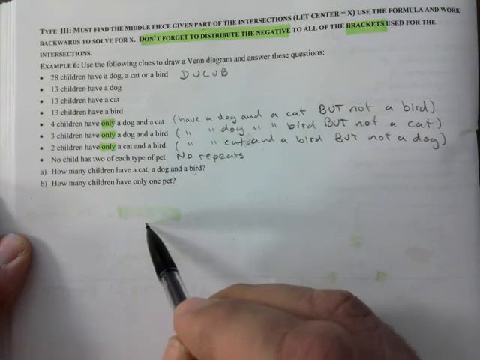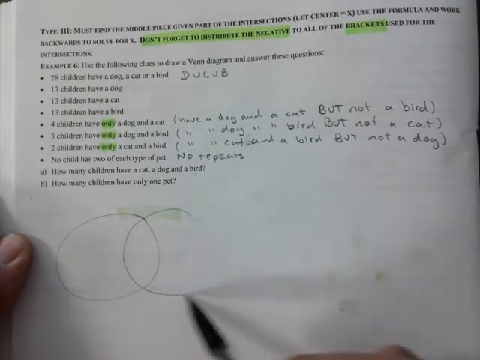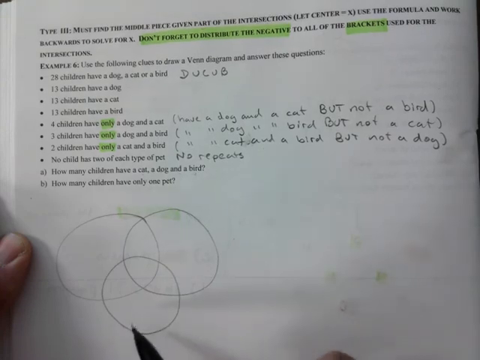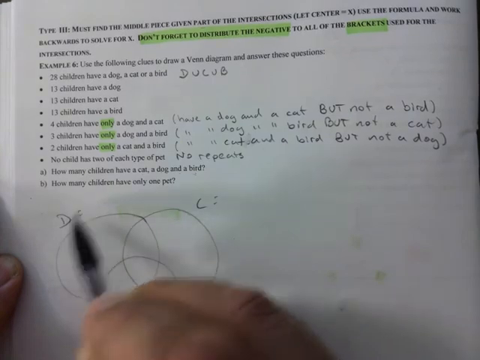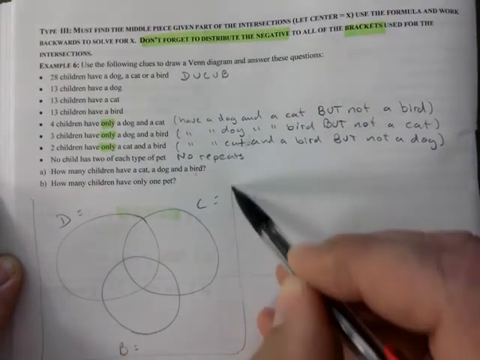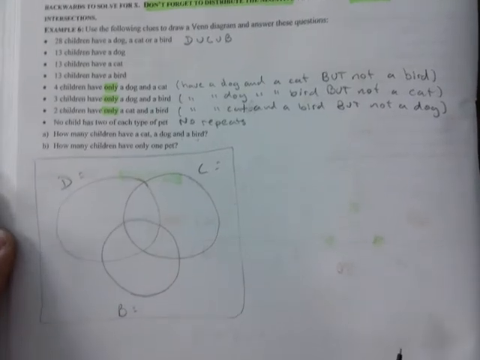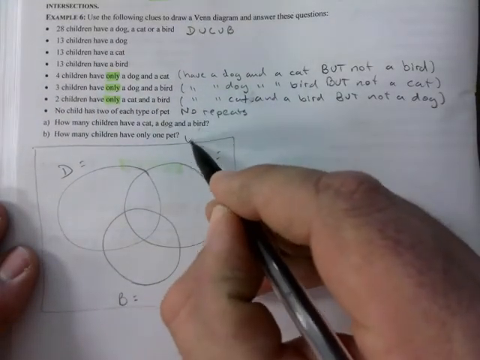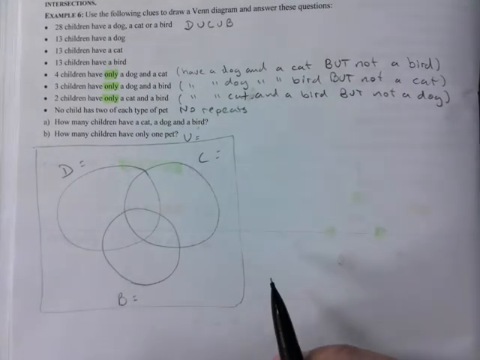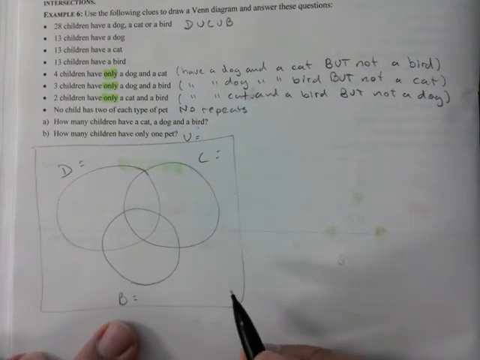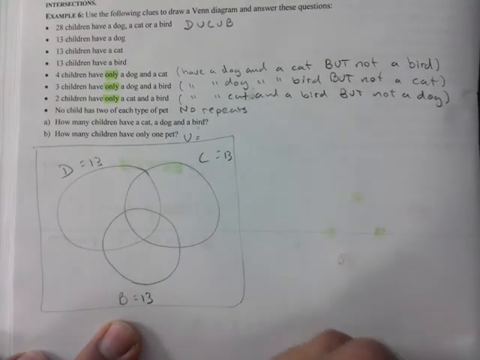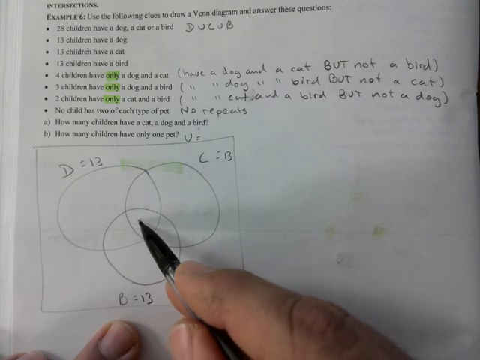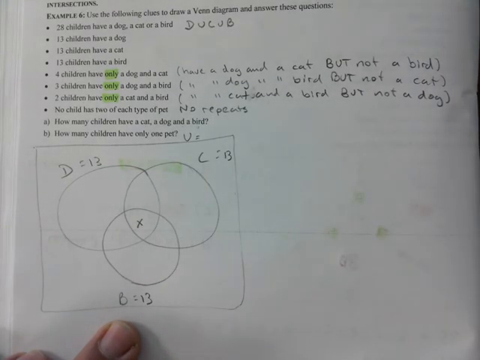So start with your Venn diagram. Let's see if we can fill this in properly. So dog, cat, bird, in no particular order. Okay, dog, cat, bird. Let's fit in the universal like that. And we have 13 of each, right? 13 of each goes out here. We don't know the center, so go ahead and put an x in the center. It's not giving us that at all.